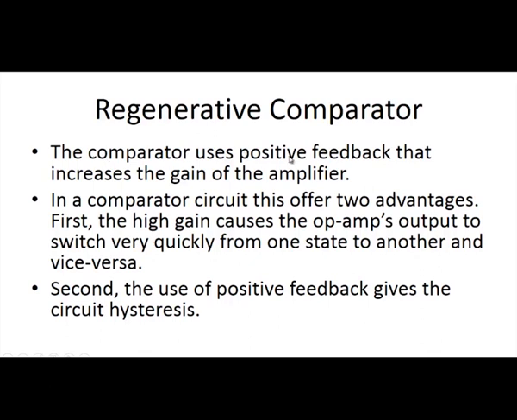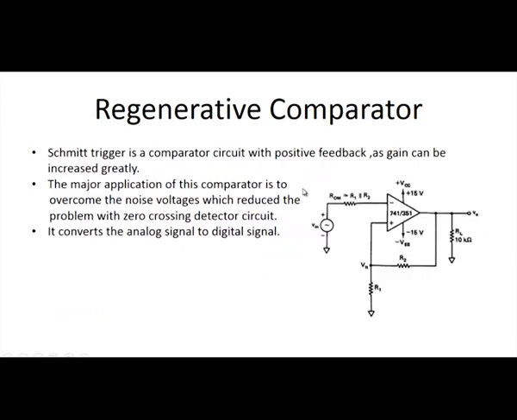Say the comparator uses a positive feedback that increases the gain of the amplifier. In the comparator circuit, this offers two advantages. The high gain causes the op-amp's output to switch very quickly from one state to another, and the second one is that the use of positive feedback gives the circuit hysteresis. We will see what it is.